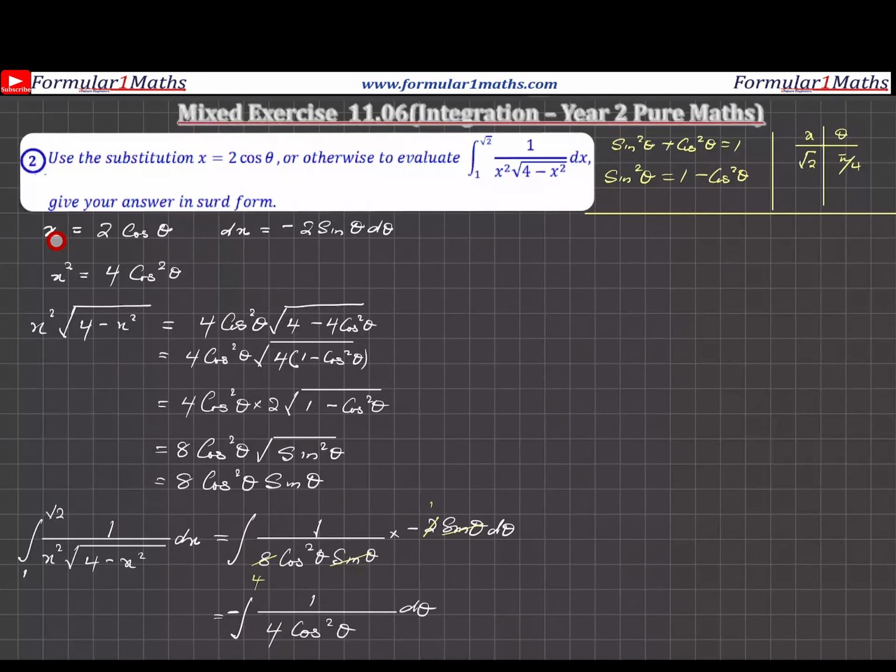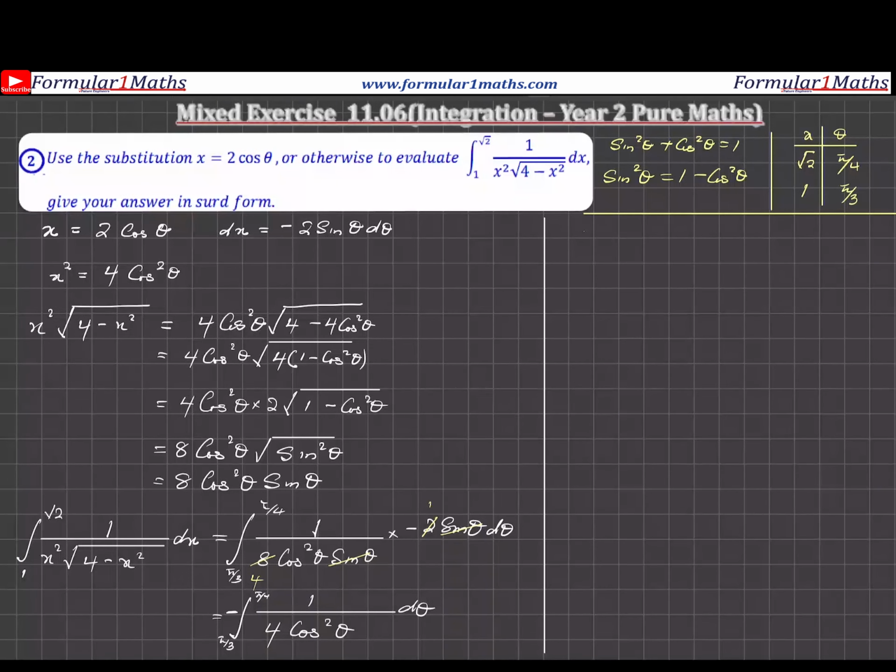When x is 1, I'll get 2 cos theta equals to 1. And cos theta will be equals to 1 over 2. Cos inverse of 1 over 2 is pi over 3. So when x is 1, theta will be pi over 3. So the limits will now be pi on 4 here and pi on 3 here. So this will be pi on 3. That will be pi on 4.